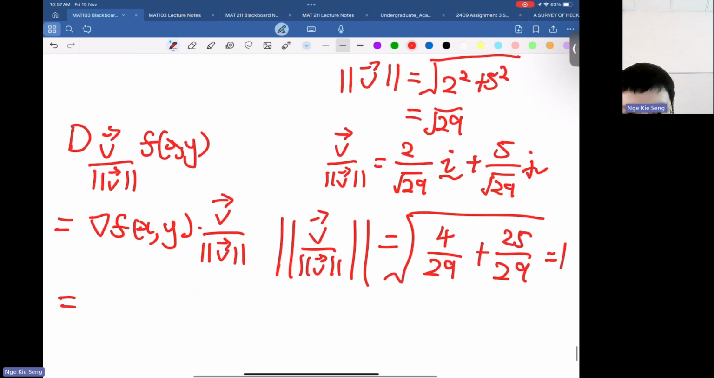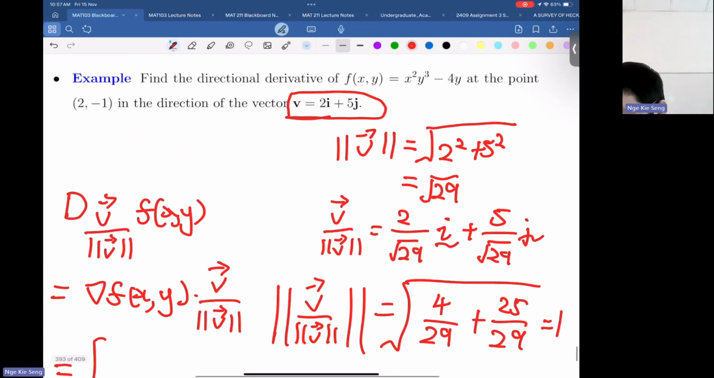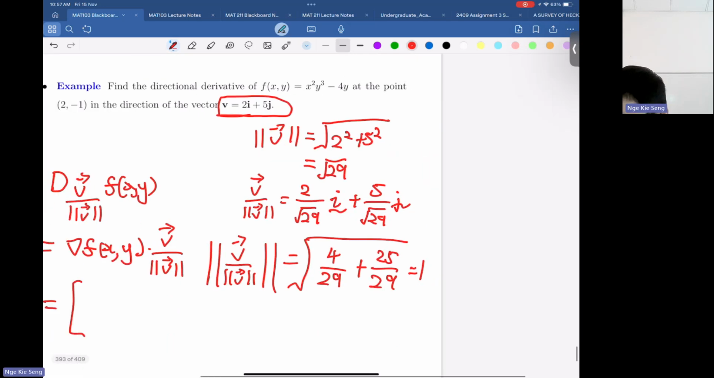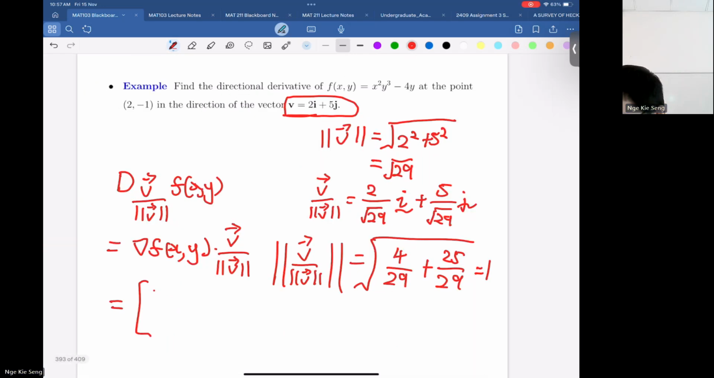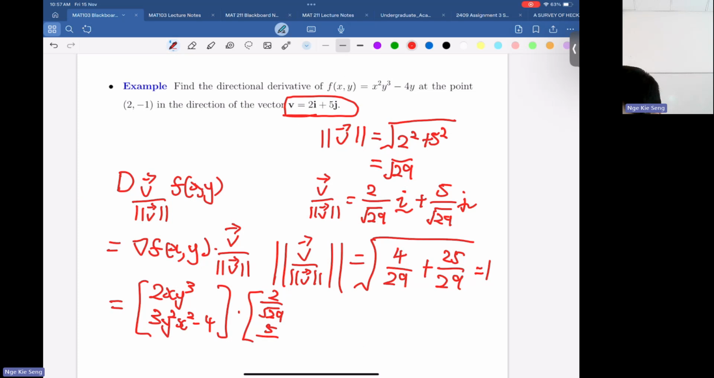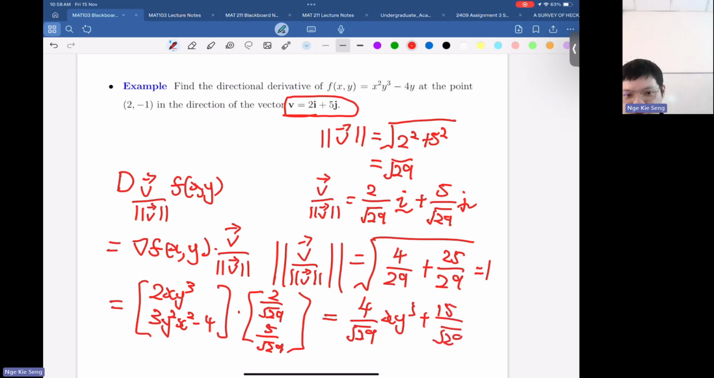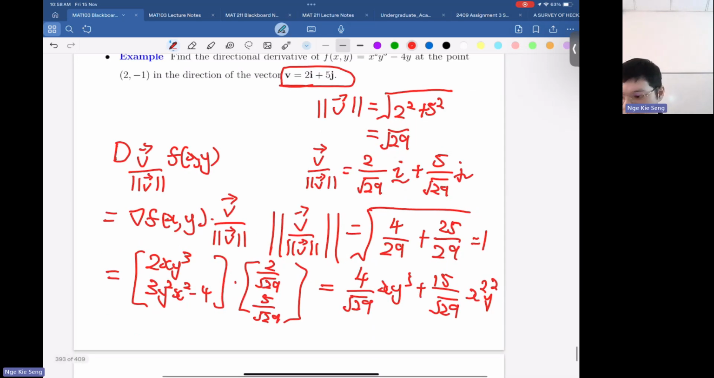So what's the del F del X here? Do we remember our F? Okay. So with respect to x, what do you get? 2x y cubed. And then differentiating with respect to y, you get 3y squared x squared minus 4. And then dot with this horrible-looking vector here. Well, what do you get in the end? You also get a kind of horrible thing here. Not very nice looking. But it's okay.